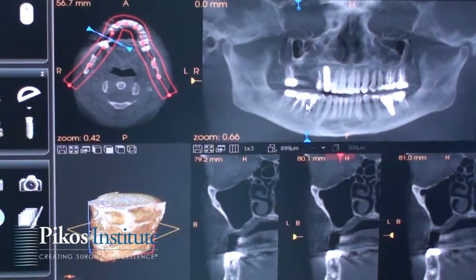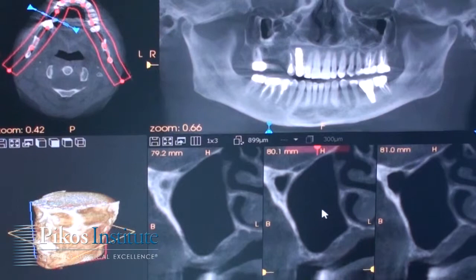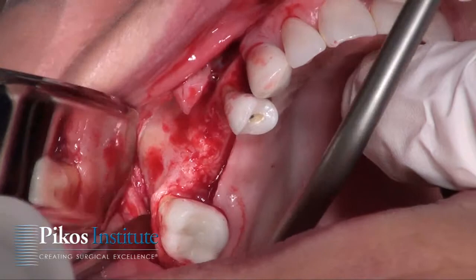Okay, this is the cone beam CT of our patient for this morning, who is a 56-year-old lady that we have done some work on before. The goal is to sinus graft this area and return for root form placement. And you can see it's relatively easy to reflect this flap.